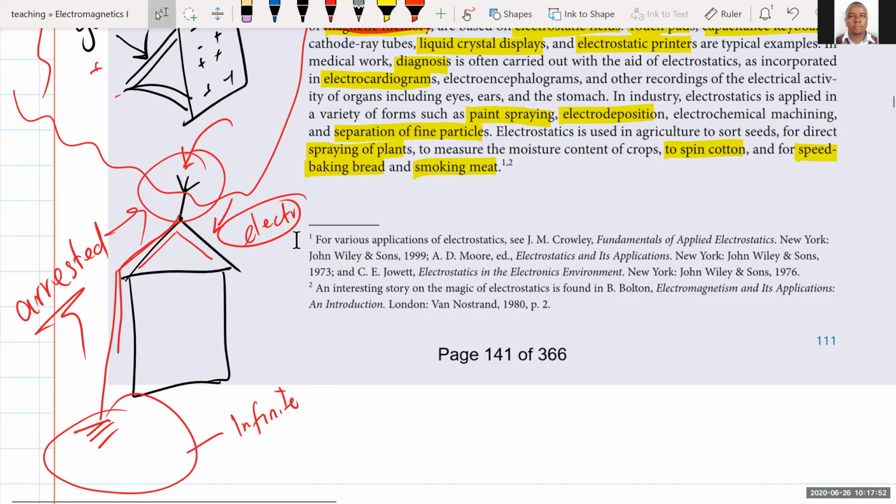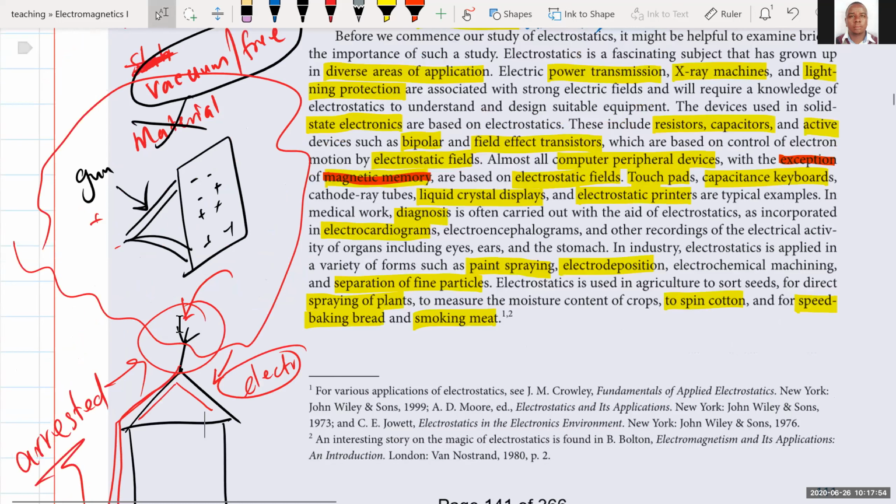So that is the simple principle of lightning arrestors, which use the concept that we are studying today about electromagnetics. So that is what we have just said. Then there are other devices that use electrostatics, like solid state electronics. In particular, resistors and capacitors have very significant use of electrostatics.